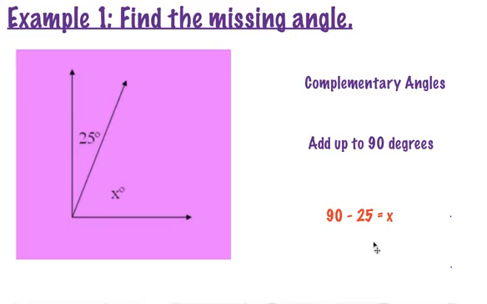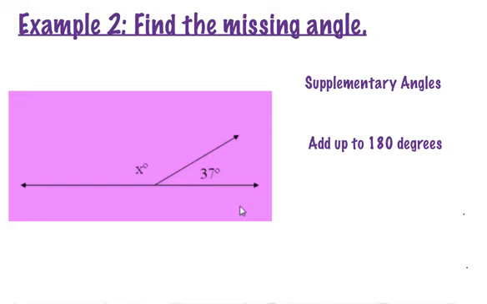So we have 90 take away 25 is equal to X. When we go through and we subtract that and we solve it, we find out that X is equal to 65. So our value right here is 65 degrees. A way for you to check that, to make sure you've done it correctly, you would say 65 degrees plus your 25 degrees equals 90 degrees, which is a complementary angle.